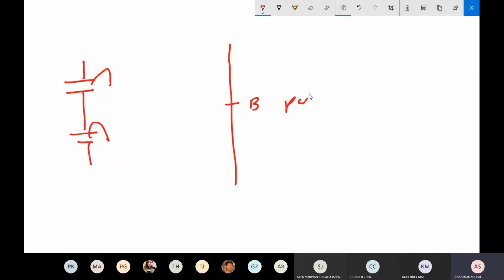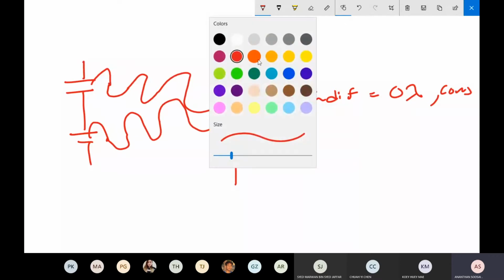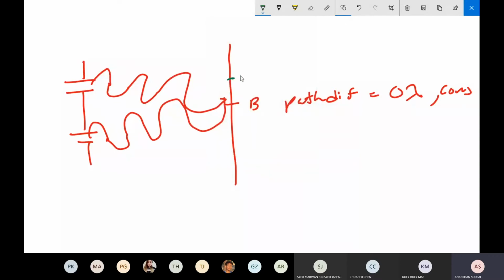Why? The path difference is found to be 0 lambda, so it's a constructive interference. Let's assume 1, 2, 3 wavelengths from this slit, and this also 1, 2, 3 wavelengths reaching here. But now let's go further up, to a point somewhere here. This wave may still travel 1, 2, 3 lambda.